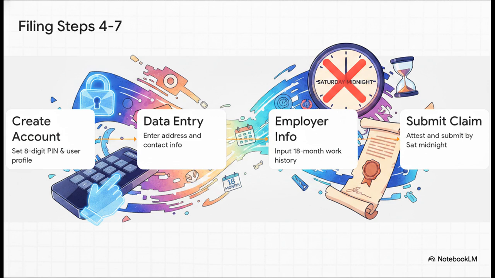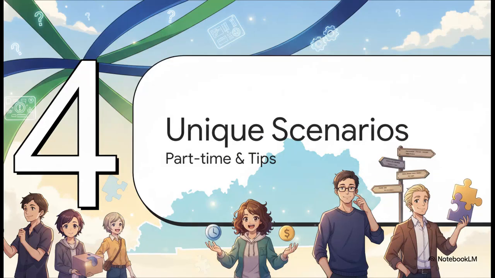After that, you'll enter your personal profile info and all that meticulous 18-month employer history we gathered earlier. Finally, you have to legally certify that everything you typed in is completely true. And here is a huge tip to avoid a common pitfall. The entire application has to be completed and submitted by midnight Eastern Time on Saturday of your filing week. If you miss that exact deadline, the system automatically purges your data and you'll be forced to start all over again from scratch.